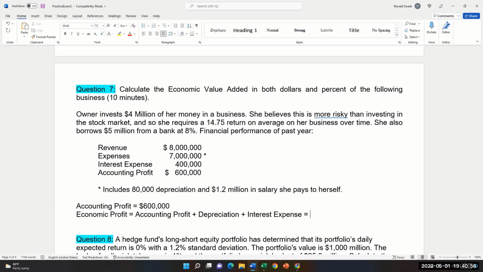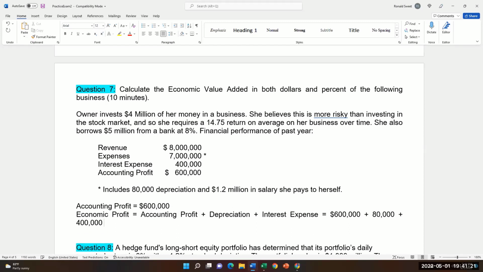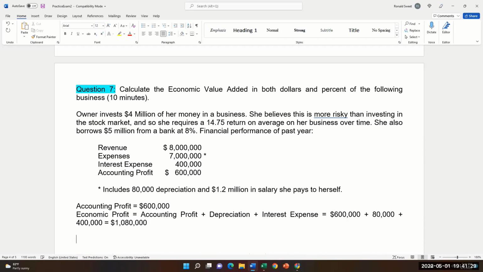So that should give us an economic profit of, well, if we just do it, we get 600,000 plus 80,000 depreciation plus 400,000. And it gives us an economic profit of 1,080,000. Then we need our cost of capital. That's going to be cost of debt. We already have that one. That's the 600,000. How do we get that?